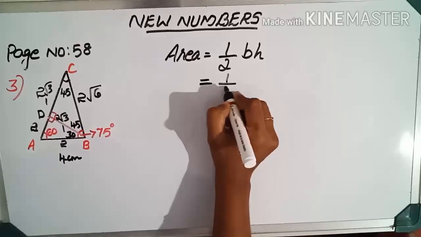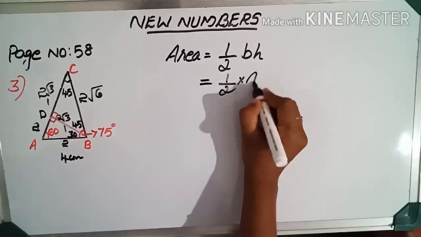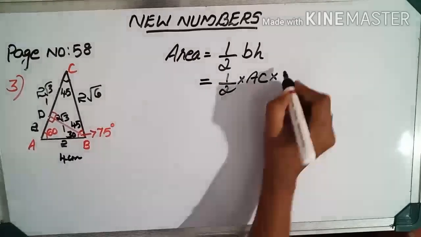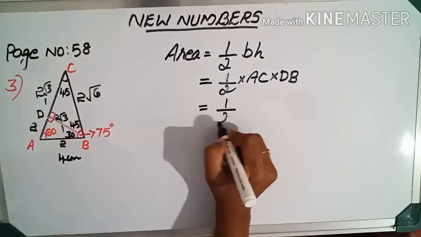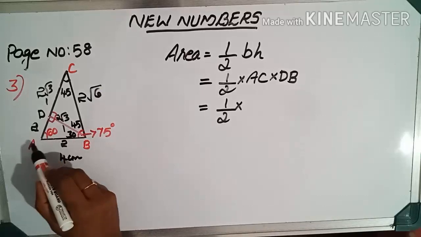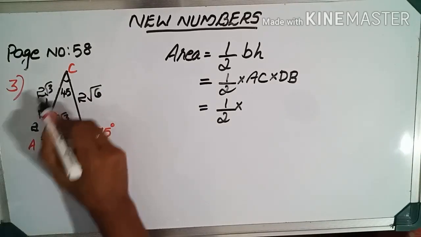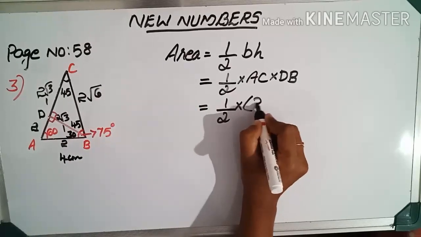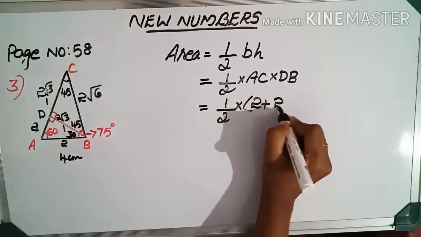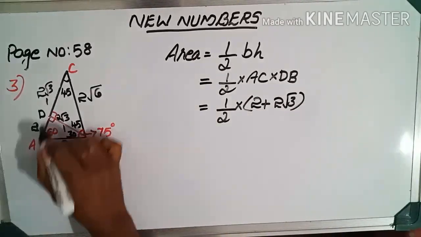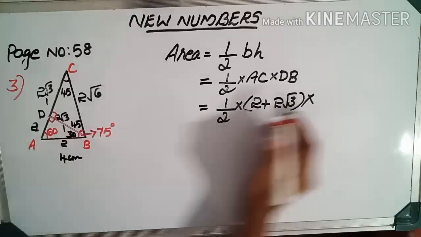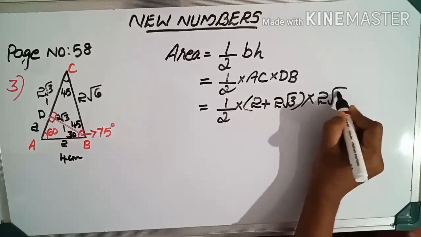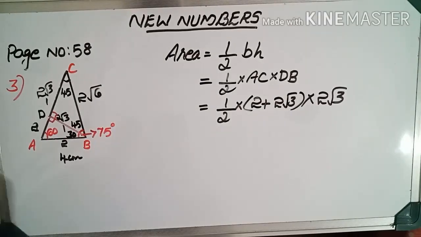So here you have to consider base as AC, height as DB. Okay, like this. Now let's apply the values. Half into AC. AC is what? A to C: 2 here, 2 root 3 here. So total is 2 plus 2 root 3. Okay, 2 portions. Now into DB. DB is what? 2 root 3. Okay, 2 root 3. Now let's simplify.